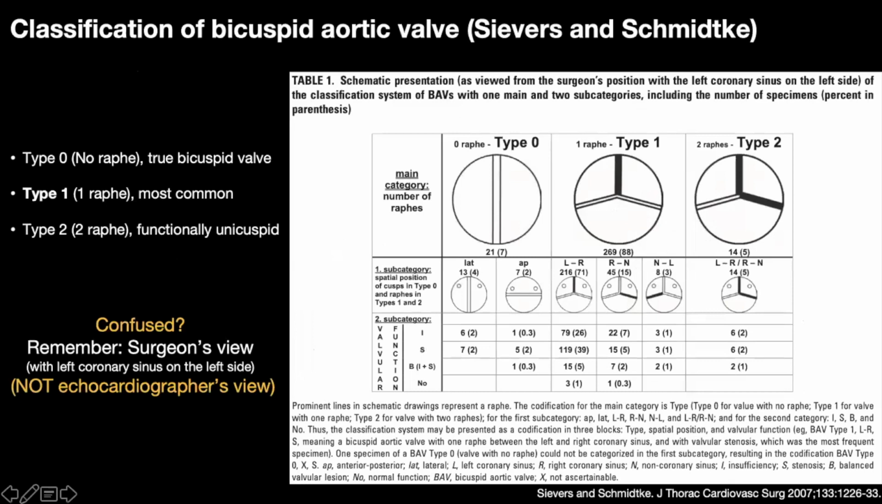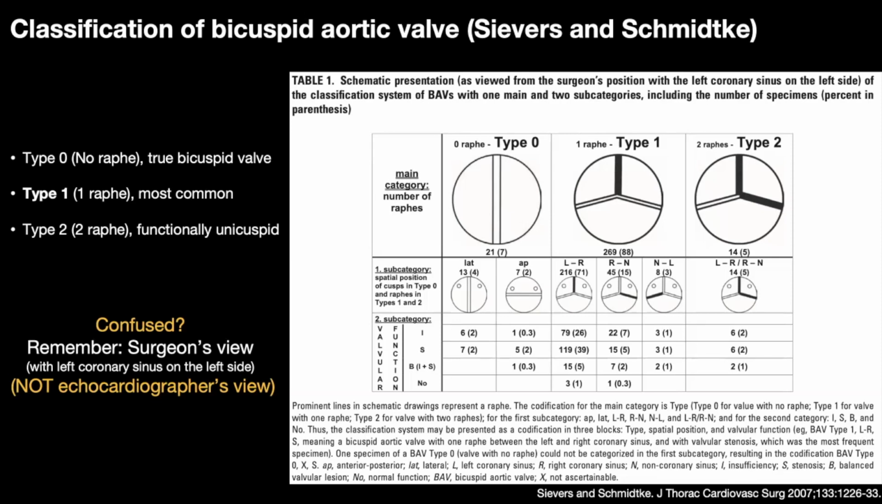And this is the Sievers classification by Sievers and Schmidtke, from a publication in 2007, which helps us classify the different types of bicuspid aortic valves. Type 0 would be no raphe, which is a true bicuspid valve. Type 1, which is the most common type, has 1 raphe. Type 1 is subcategorized into type 1A, 1B, and 1C. Type 1A, with fusion of the left and right cusps, is the most common type. And type 2 is a valve with 2 raphe, which is functionally unicuspid.